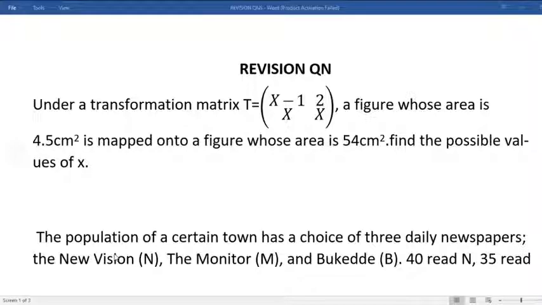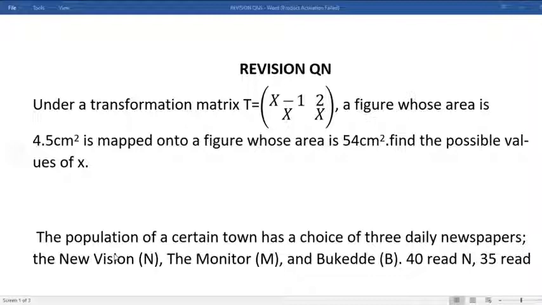over the area of the object. So the area of the image over the area of the object. Sorry, the volume was very low, but I think now you can hear me. So the area of the image over the area of the object, that is what the area scale factor is equal to.